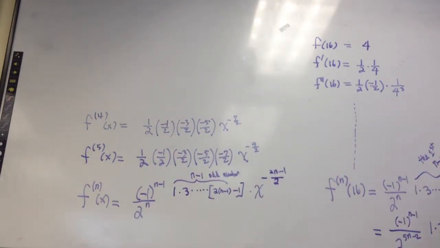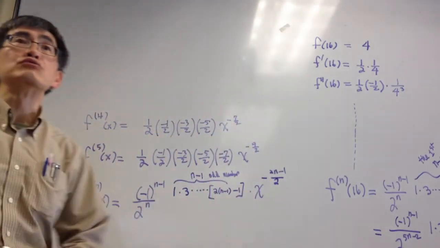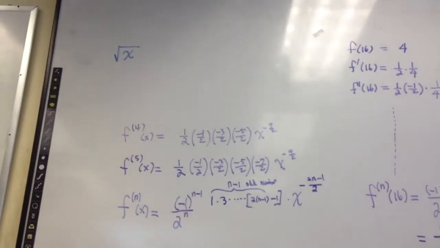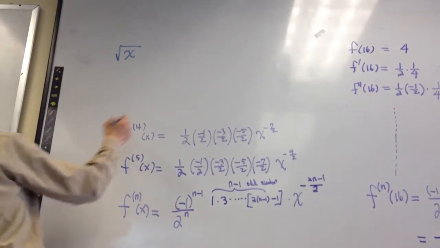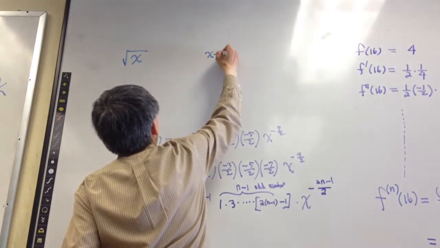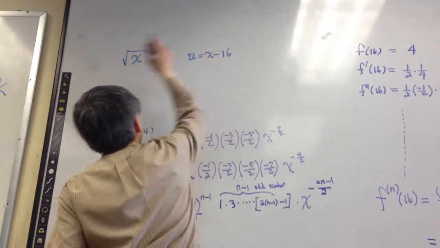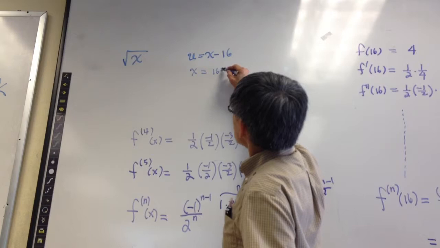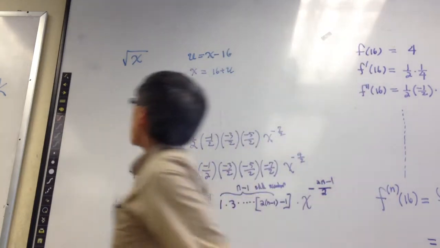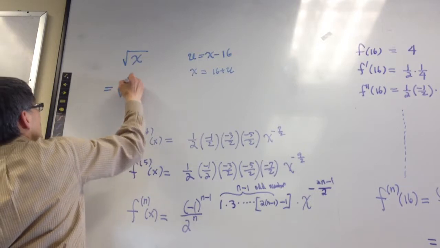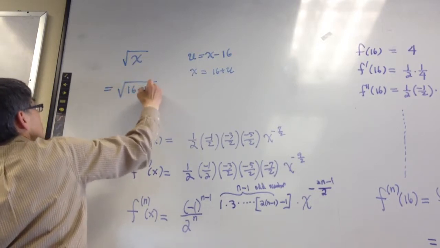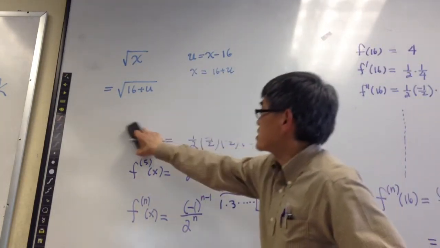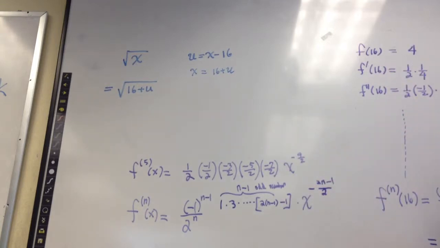Anyway, how about part B? Part B says that, look, let's not do that. So let's do this. Square root of x at 16, right? So I want to write it as a power series in x minus 16. So this guy, I'm going to call it u, which is to say x is equal to 16 plus u, all right? And so this one, therefore, is square root of 16 plus u, 16 plus a little bit. And I know that if it is exactly 16, I get a nice number, which is 4, right?